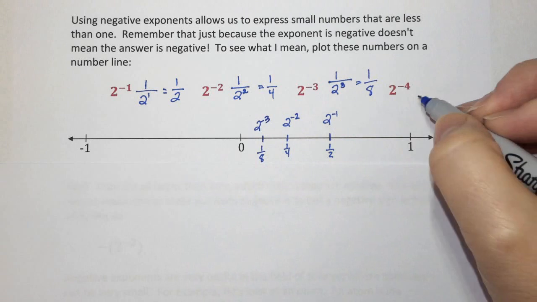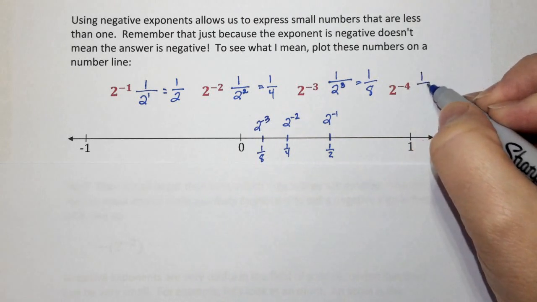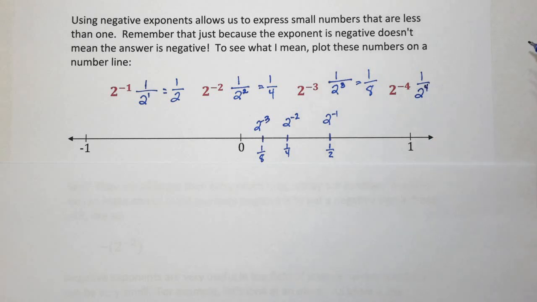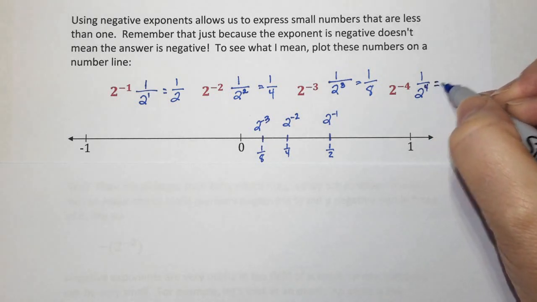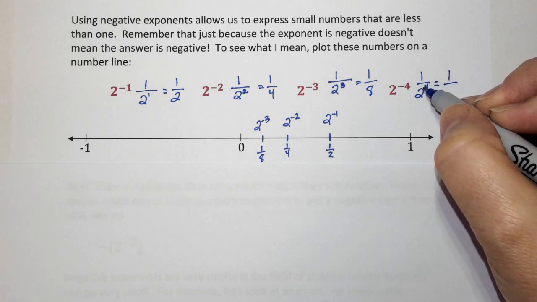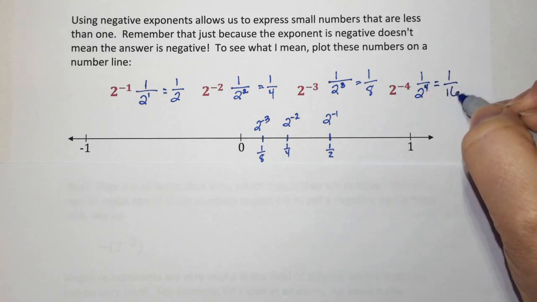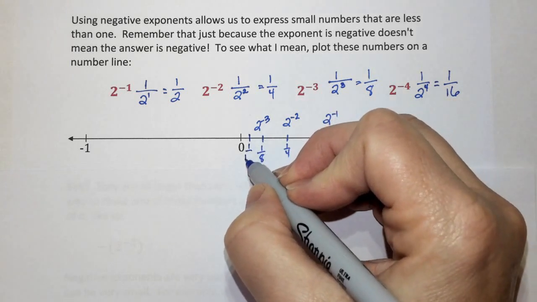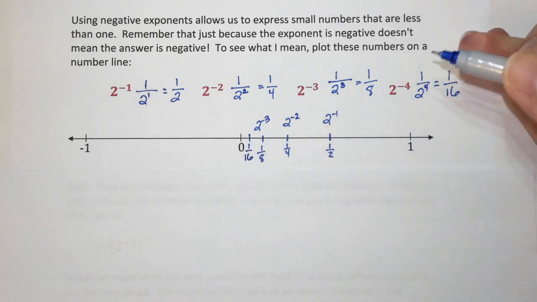Okay, last one here. 1 over 2, lose the negative sign, keep the exponent, 2 to the power of 4. 2 times 2 is 4, times 2 is 8, times 2 is 16. 1/16. Okay, they're getting a little bit tiny here. There we go.